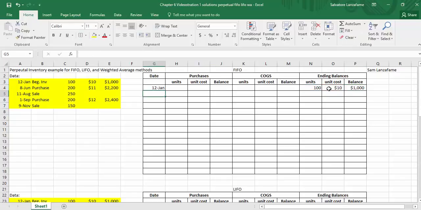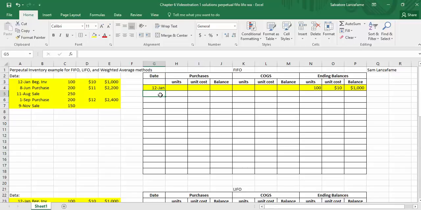Now, I highly recommend when you are doing this technique, whether it's FIFO, LIFO, or weighted average, when you're using perpetual and you're using this grid, that you color coordinate your transactions. In other words, for every date, create a color or alternate colors. It'll help you to read this a lot clearer. By the time you get done with this, it can look a little confusing. If you color coordinate it, it won't look confusing at all. It doesn't matter what colors you use.